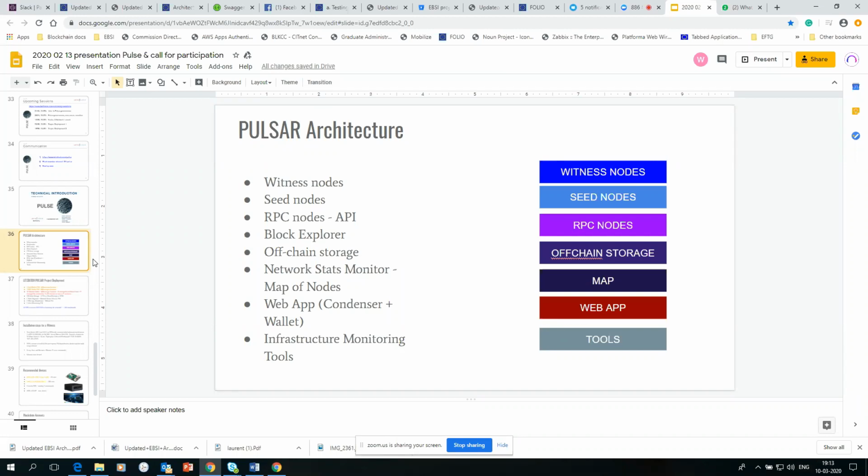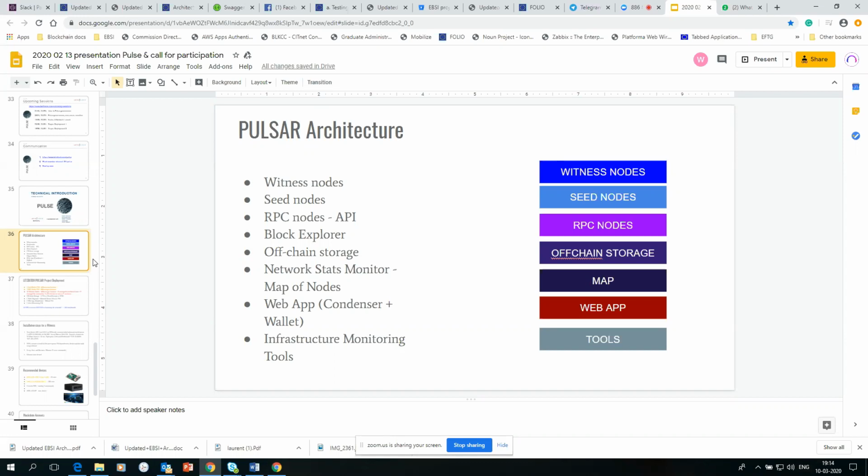Could you very briefly, for each of these nodes, give an indication of what they are doing and what differentiates them from the others? Okay. So talking about witness, seed, and RPC nodes, all three of them store locally the shared ledger. Witness nodes have a clear service of validating and signing blocks. This is the only role that the witness is entitled to do.